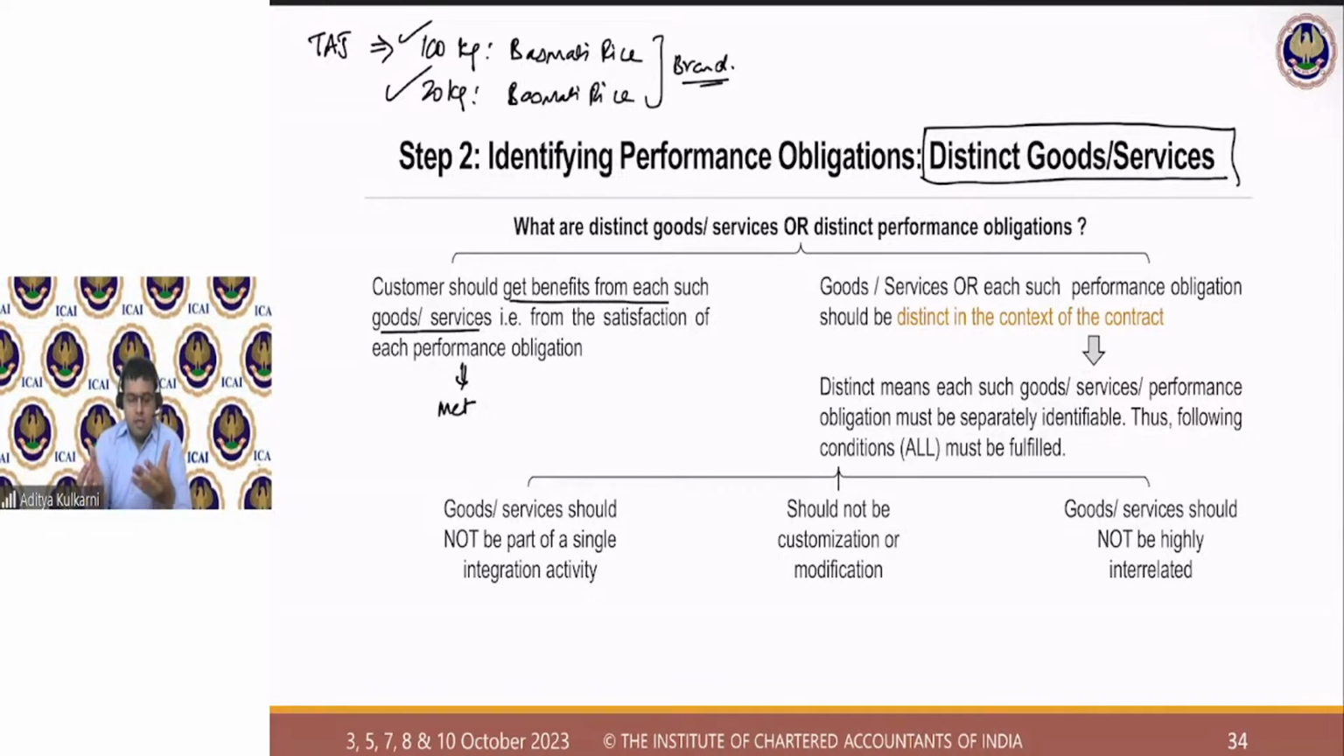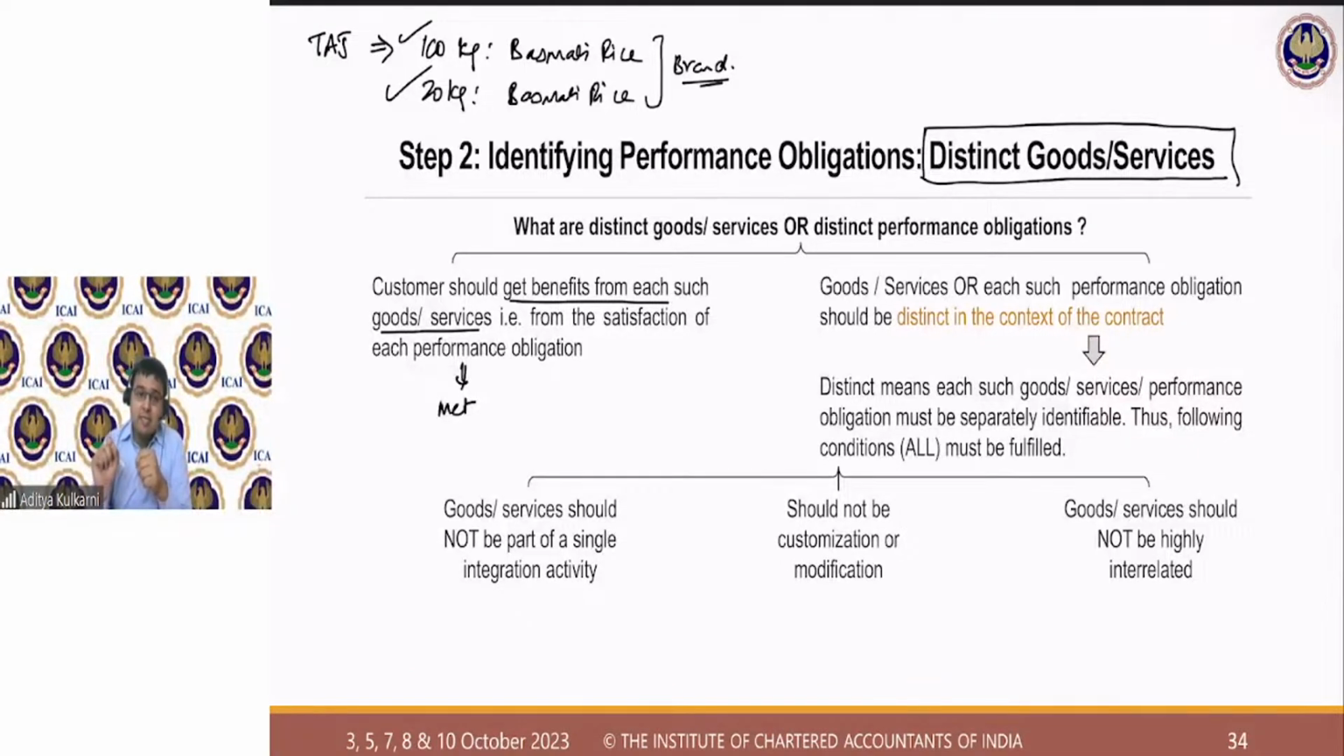Suppose you are a guest. You look at 100 kg basmati rice, first lot. You look at 20 kg basmati rice, second lot. Are they different or same? Sir, they are same. There is no difference. They are absolutely the same. But is Taj benefiting from the 100 kg also and the 20 kg also? Answer is yes. Okay. So therefore, are these goods different? Answer is no. But are these goods distinct? And answer to that is yes.